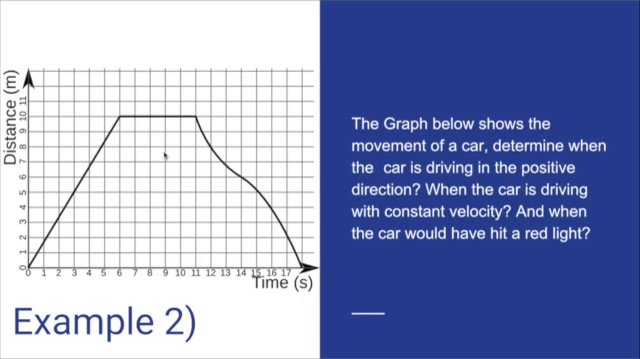When would the car have hit a red light? So the car would have hit a red light at around 6 seconds. It would have driven up and stopped.